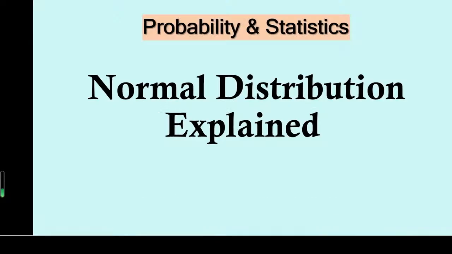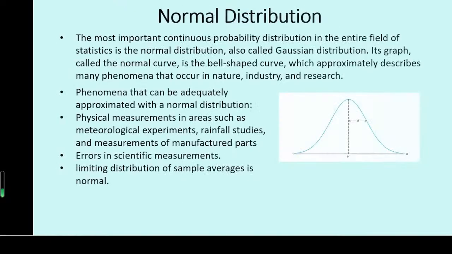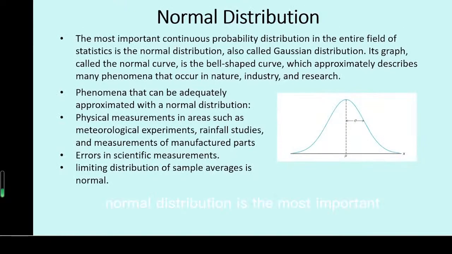In this video, we will talk about the normal distribution. The normal distribution is the most important continuous probability distribution in statistics, and it is also called the Gaussian distribution. Its graph, called the normal curve, is a bell-shaped curve. So this is the density of the normal distribution.